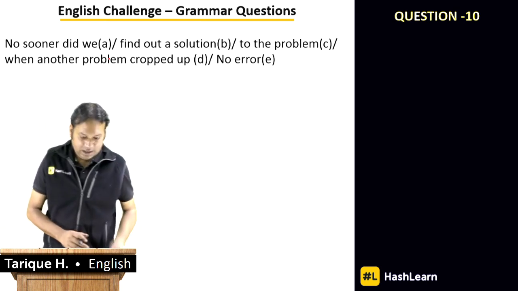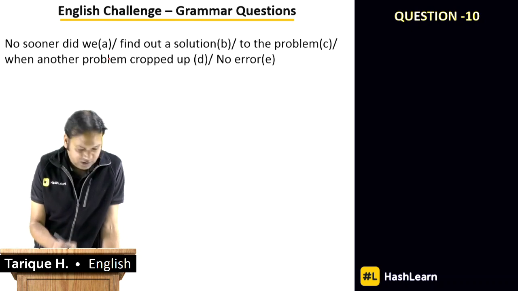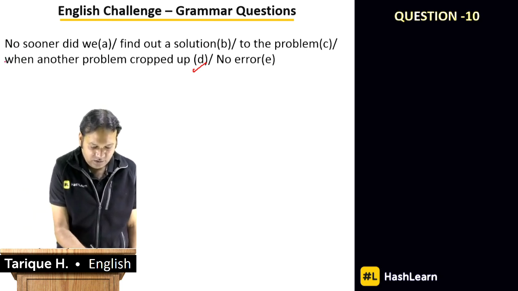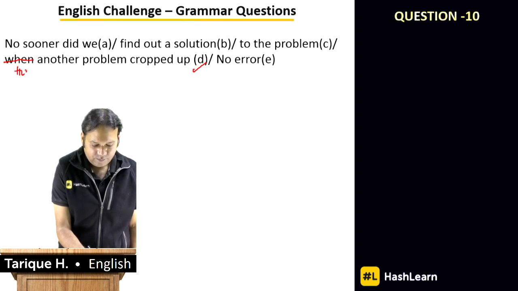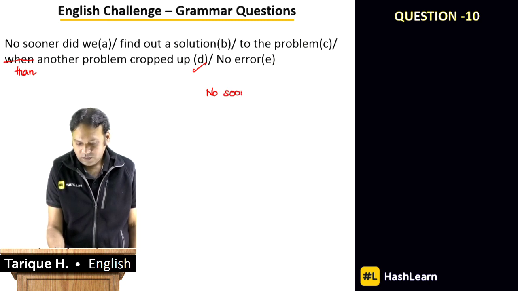Right, question number 10, the correct answer is D. As Sukesh has got, David has got the answer, D is right. And the reasoning also is correct, David, that it should not be when here. Instead of when, it should be than. With no sooner in a sentence, if you don't already know, please note it down: with no sooner in a sentence, we always use than.